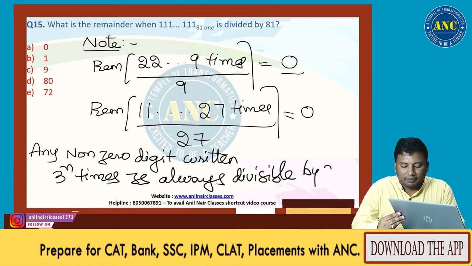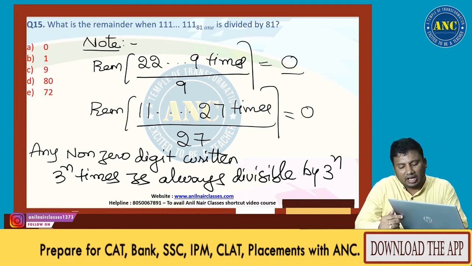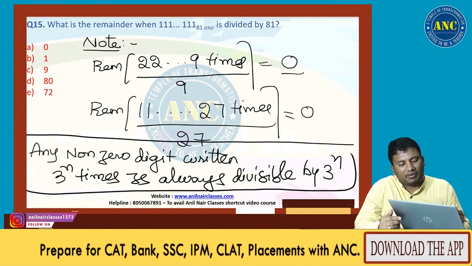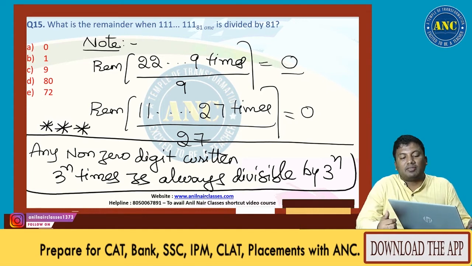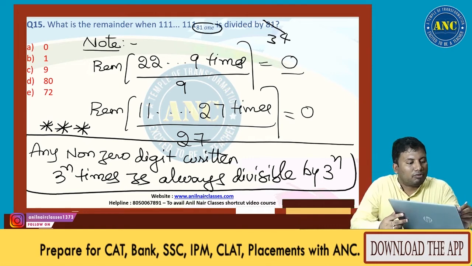Don't go by the first method. It is a very time consuming method, and at the end you have to divide and further divide. Any non-zero digit written 3 power n times is always divisible by 3 power n. 81 is 3 power 4. It is written 3 power 4 times. So the answer for this question is 0.